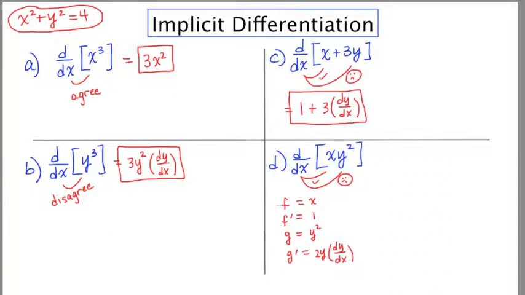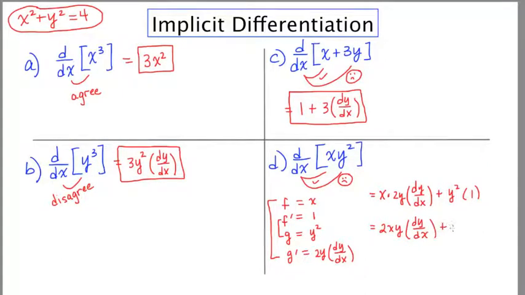When you do the product rule, it's going to be the first times the derivative of the second plus the second times the derivative of the first. So what we're going to end up here with is x times 2y dy dx plus y squared times 1. And we'll just clean this up a little bit. 2xy dy dx plus y squared.